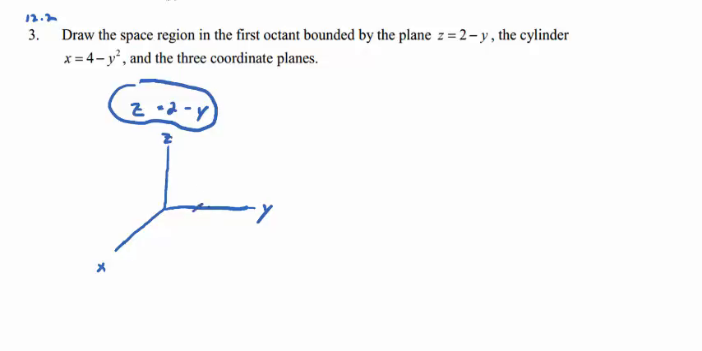So let's go out 2 on both the y and z axes, because I know that the intercept on the z-axis and on the y-axis will be 2 for both of these. Plug in 0 for y, you get 2 for z, and plug in 0 for z, you get 2 for y. So this line segment then will generate the plane z equals 2 minus y in the first octant. This line segment right here.